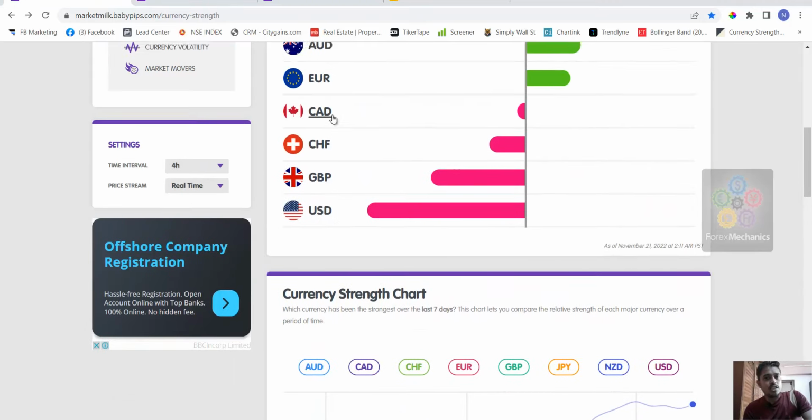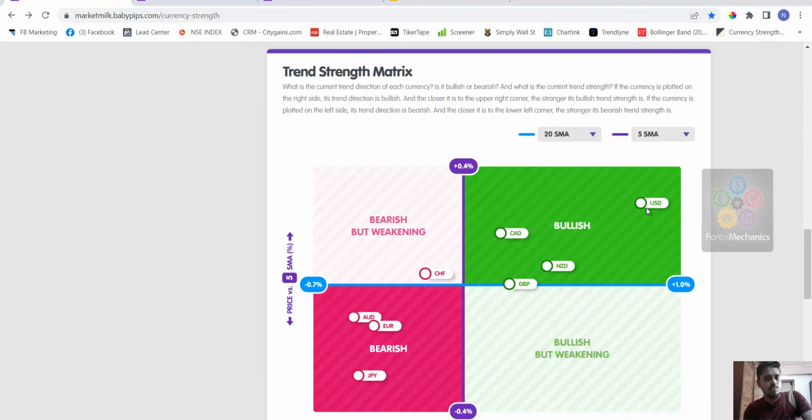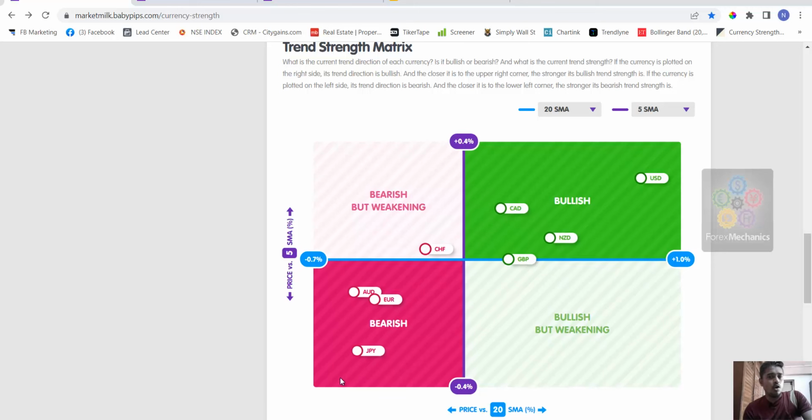So if US dollar is moving today on the 4-hour time frame, then you are supposed to buy the US dollar, right? You just have to figure out which currency pair, that you'll automatically figure out. So here you can see right now, if you have to look at it, you have dollar against the yen, right? So it is the yen and the dollar.